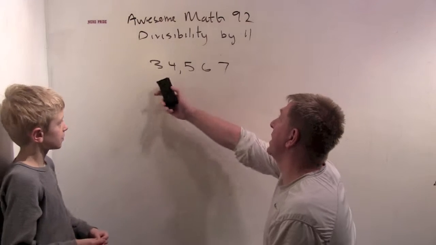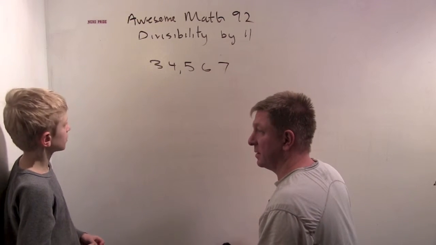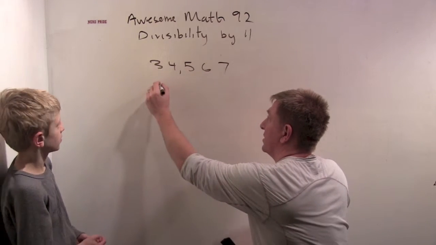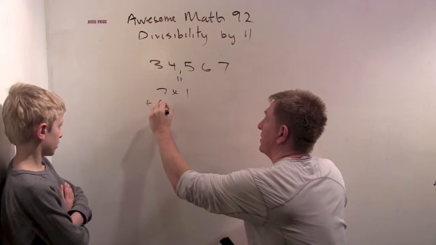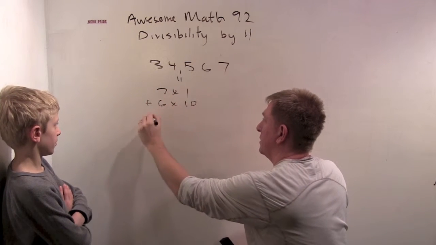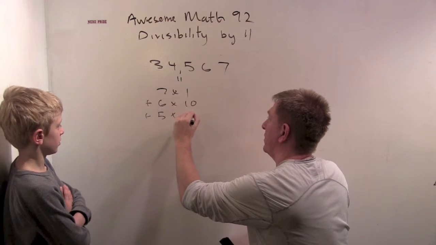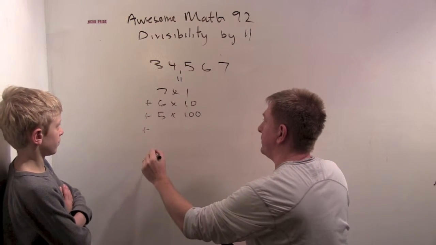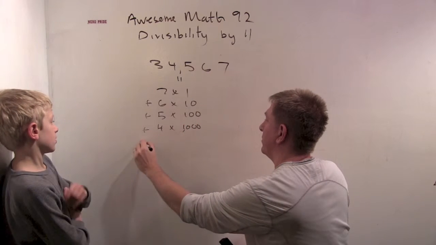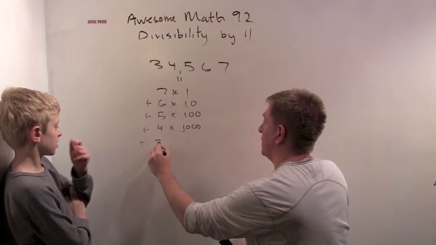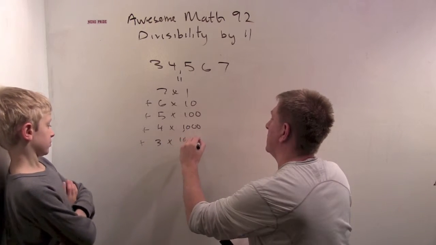So what we're going to do is write it out as it is in base 10. This number is 7 times 1 plus 6 times 10 plus 5 times 100 plus 4 times 1,000 plus 3 times 10,000.